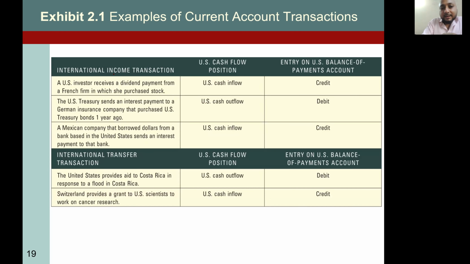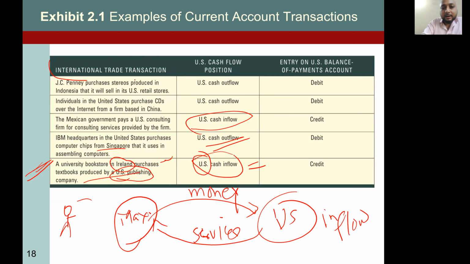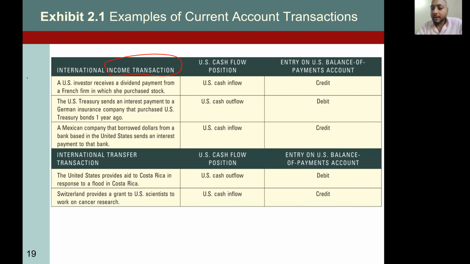Similarly, with the international income transactions, previously these were trade transactions, import and export, and now the income transactions. So if you're able to understand the inflow, outflow, then the next lecture is going to be very easy for you when we talk about what happened to the dollar, what happened to the euro and all those things.